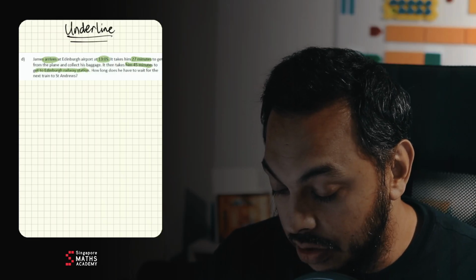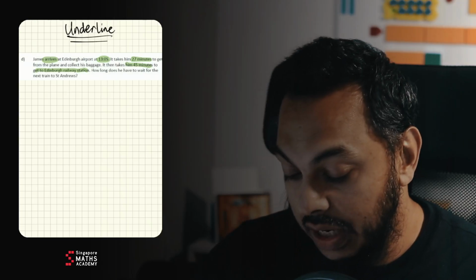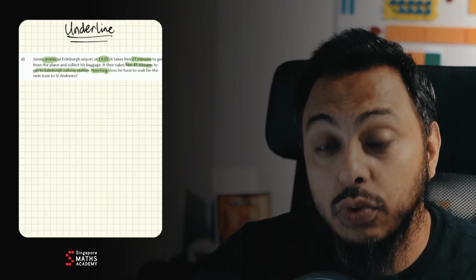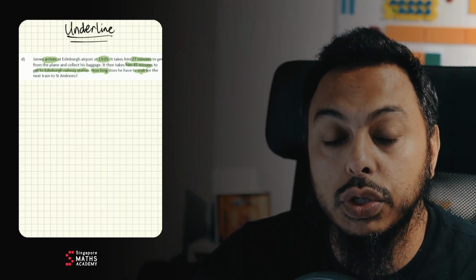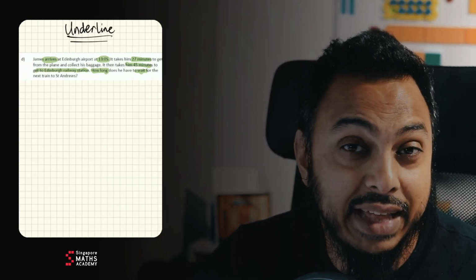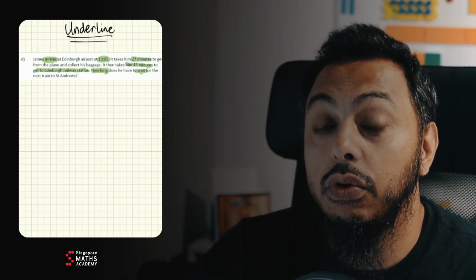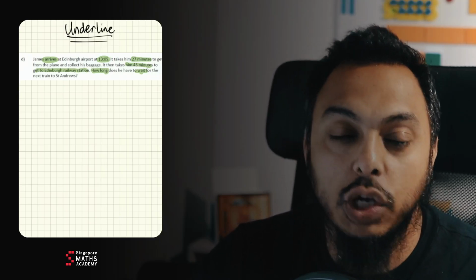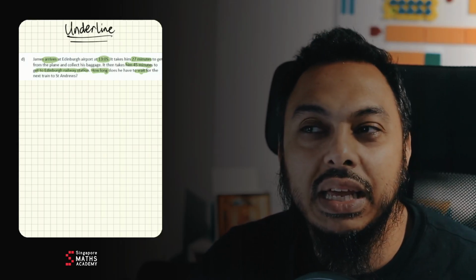Okay, what else does it say? Get from plane and collect his baggage. It then takes him 45 minutes to get to Edinburgh railway station. How long does he have to wait for the next train to St Andrews? So how long is another key part, because sometimes we might work out how long it takes rather than how long does he have to wait, right? And so that's what I need to focus on. By the time he gets to this train station, we don't know what time the next train is. We've got to find that out. That difference is what I'm going to work out rather than how long that journey is going to take. Okay, so those are the key things I would suggest.